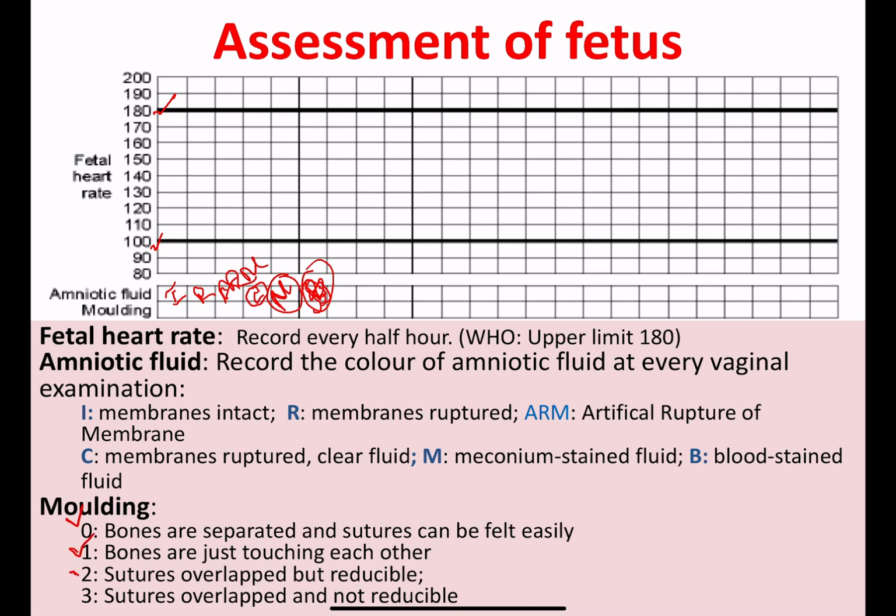+2 means bones are overlapped and can be separated easily when pressure is applied with the finger. And +3 means bones are overlapped but cannot be separated easily when applying pressure. So all the information, whether it is 0, bones are separated, or the bones are just touching each other, or if it is +2, bones are overlapped and can be separated with the help of a finger, whatever description is given over here, has to be mentioned in these molding boxes. If it is 0, we mention 0. If it is +1, we mention +1. If it is +2, it has to be +2 over here. So whatever the finding after per vaginal examination, it has to be mentioned in the boxes of molding over here.